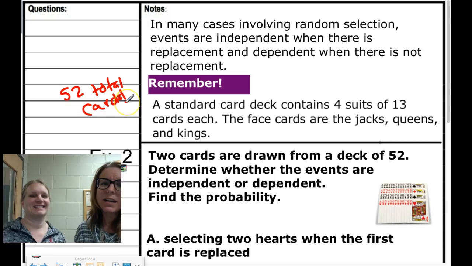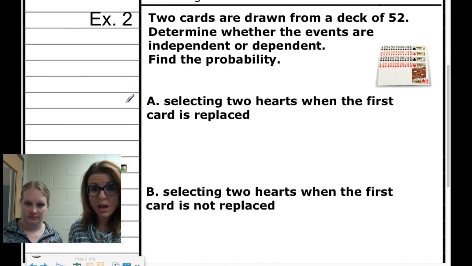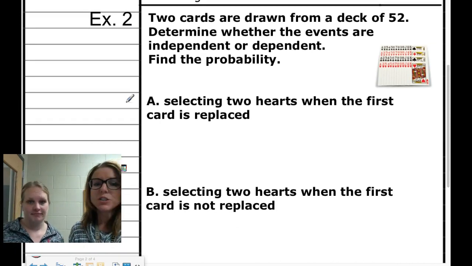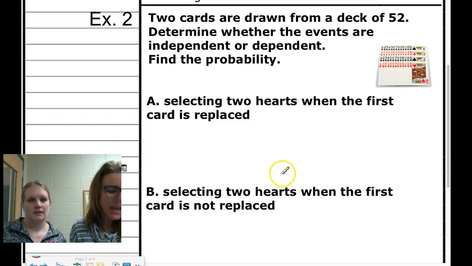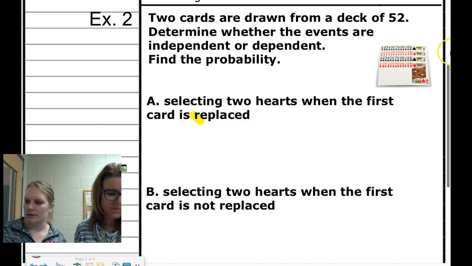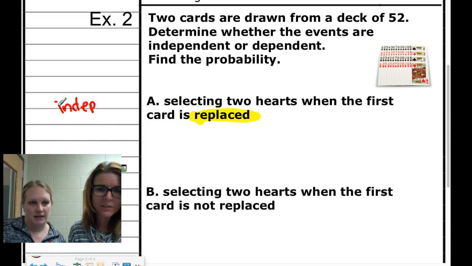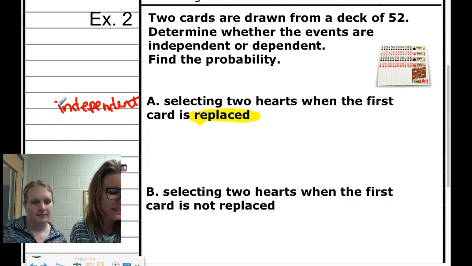So let's go on to example number 2. 2 cards are drawn from a deck of 52. Determine whether the events are independent or dependent and find the probability. So part A, we are selecting 2 hearts when the first heart is replaced. It is replaced, so it's independent. Doesn't matter. So we should write independent. That is definitely independent, because it says it's replaced.